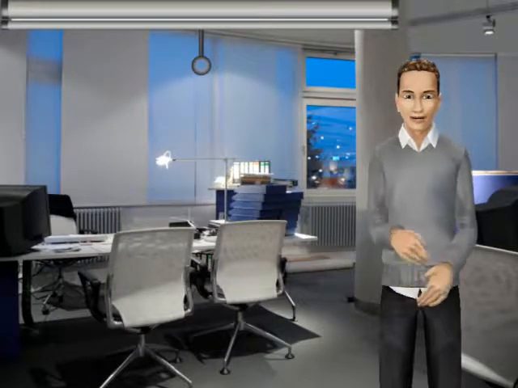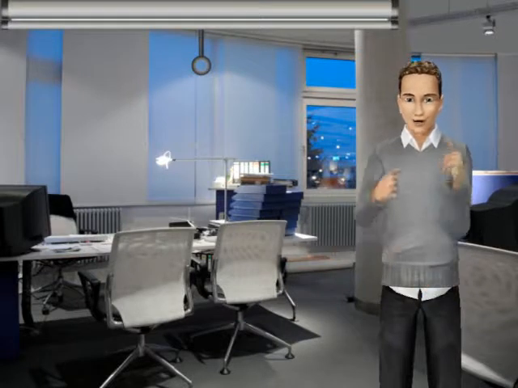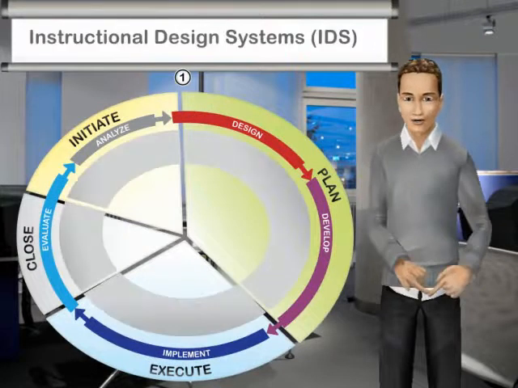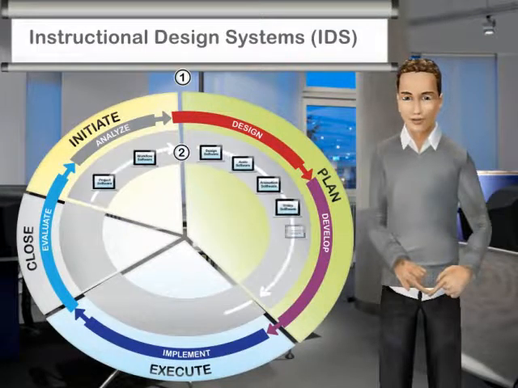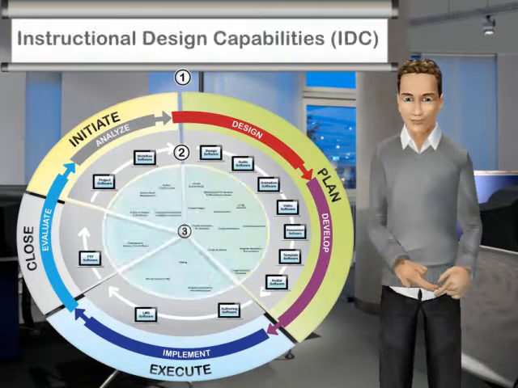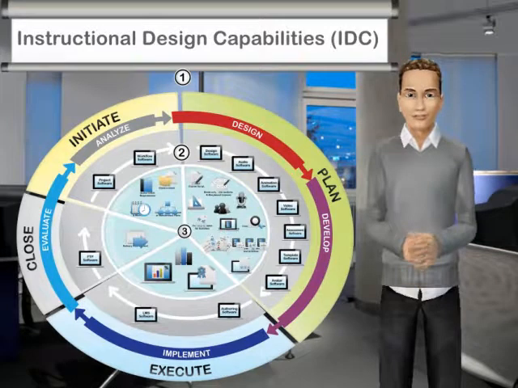There are 3 levels of instructional design that support the creation of an online course that have an underlying management discipline of project management. These 3 components include 1. The instructional design process, IDP. 2. The instructional design systems, IDS. And 3. The instructional design capabilities, IDC.